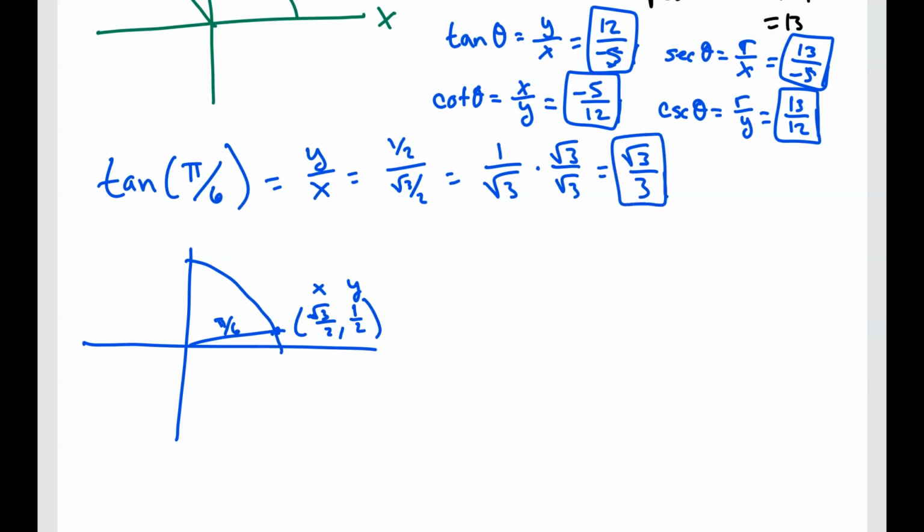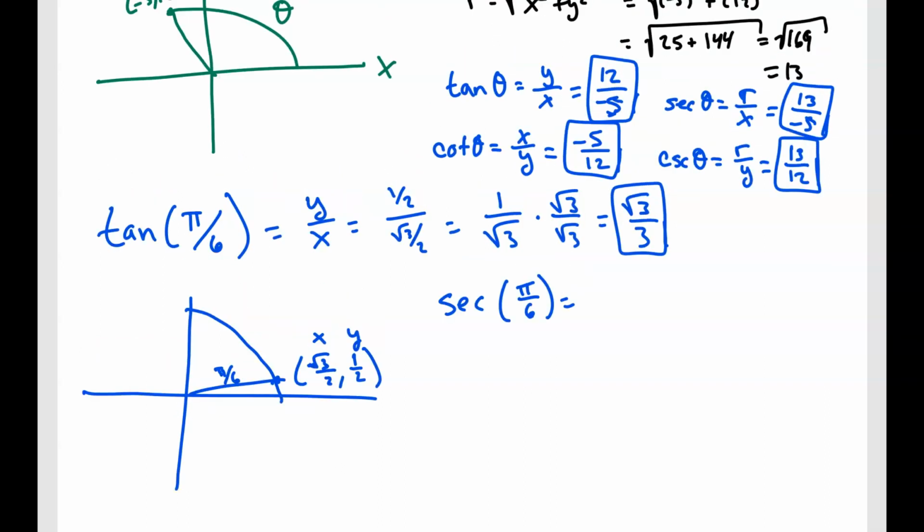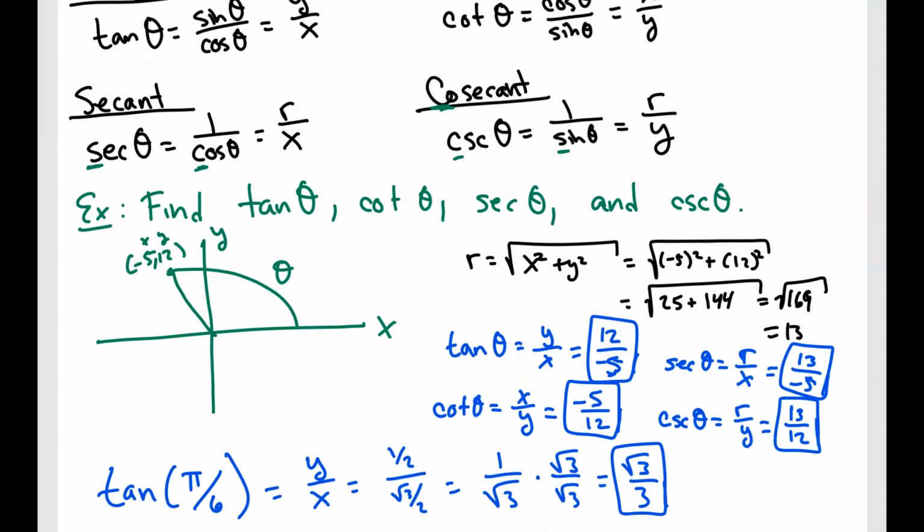Okay, same thing with the sine, oh, not the sine. Let's say we wanted to figure out the secant. So if we want to find the secant of pi over 6, well, if we look at the formulas for secant, this one is not going to quite work. You actually can, because r in this case would be equal to 1. So you can use either one that you want.